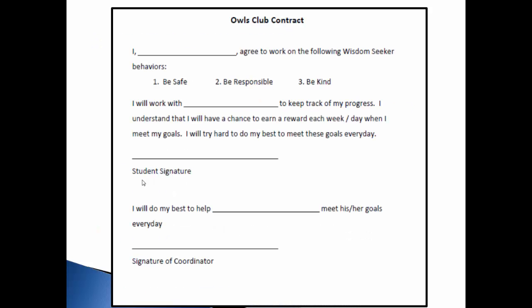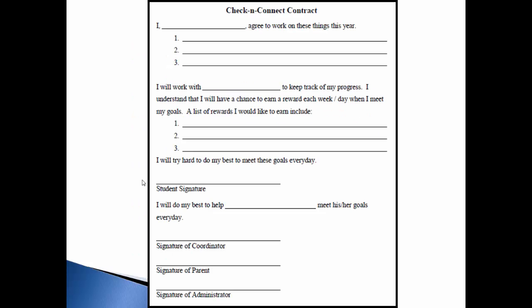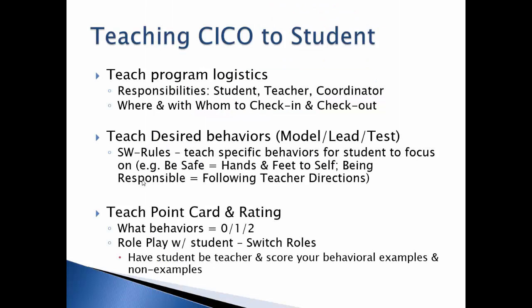All right, so here's a brief example of an Owls Club contract. I, the student's name, will be working to work with the teaching staff to keep track of my progress, work on being safe, responsible, and kind. And so we all sign off on the contract. Here's another example of a contract. And so some schools like to formalize it and write out a contract. Others don't use the contract so much.